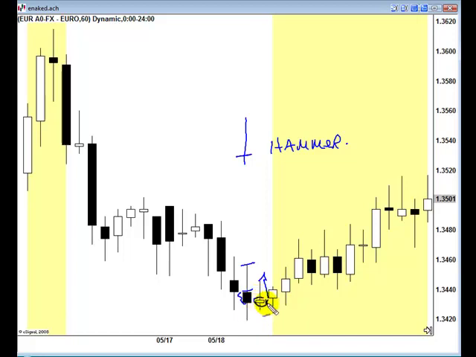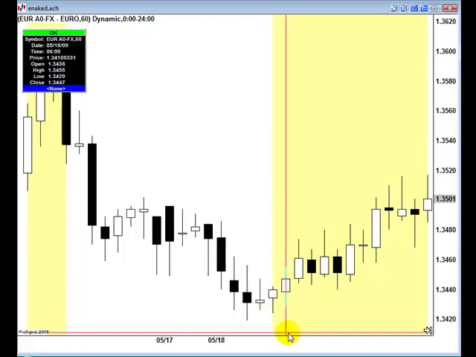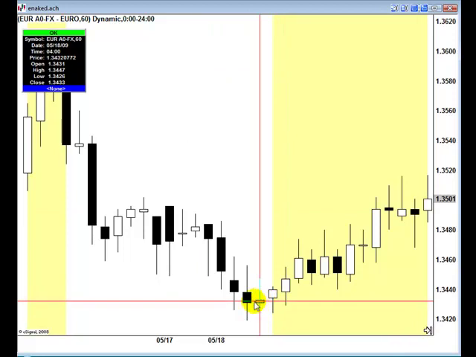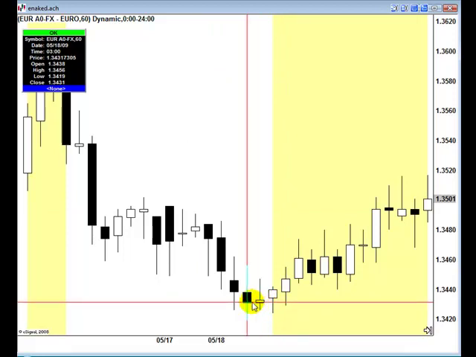We can get in there at the close of this candle. Let's have a look at it more accurately. We can get in at the close of that candle with a stop loss. Well, we'd actually get into this candle before that. The entry price is 1.3431, so 34.31. That's the entry price of this potential trade. The low of this candle is 34.19. That's 12 pips away. We put our stop loss just a little bit beneath there.